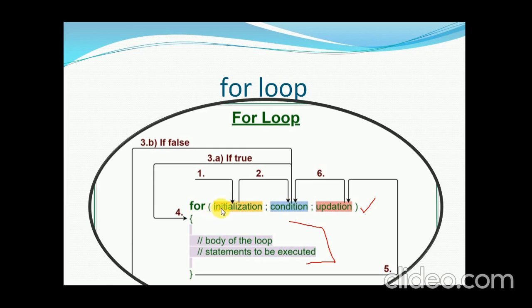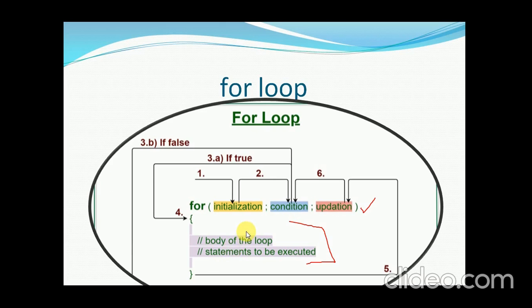First, initialization is done. Then it will be tested for the condition. If this condition is true, then this body part will be executed. Then after body part execution, it goes back to the updation of the value, and this is passed back to the condition. Again the condition is tested. If it is true again, it executes the block of statements. If this condition is false, control comes out of the for loop. Now we'll see a sample program.